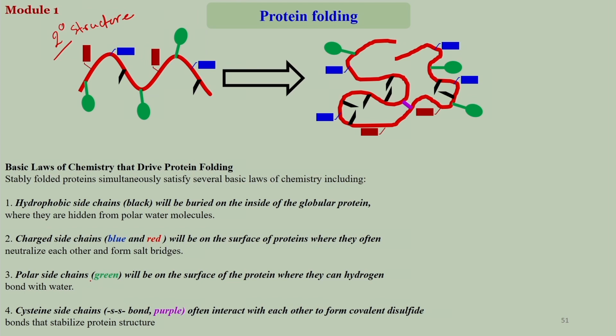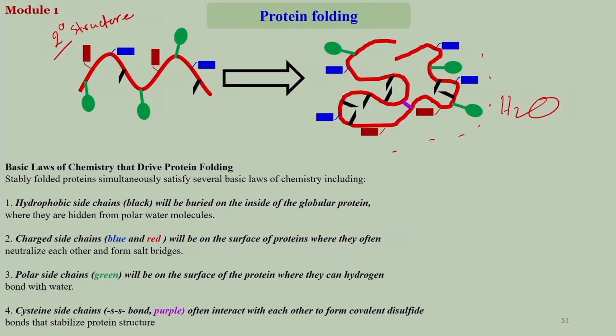Third, polar side chains other than the charged ones, which have polar functional groups, will again be on the surface of the protein. That is represented by green dots. They would be on the surface because that is the part where they are exposed to water molecules, so they can interact with water and get solvated. That is a very effective stability factor, the solvation energy. When a molecule is solvated or surrounded by water molecules, it is a highly energetically favorable process. So, the polar side chains will be on the surface of the protein, and they can form hydrogen bonds with water, that is the solvation factor.